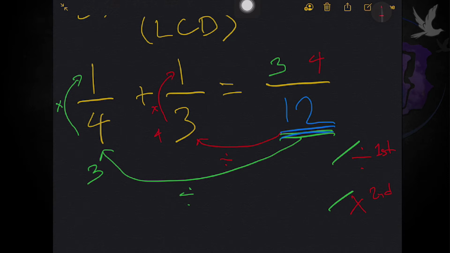What is our operation involved? We have addition. So plus nyo lang. 3 plus 4 will give you 7 over 12. So it means that 1/4 plus 1/3 will give you 7 over 12. Okay, try natin to do it again. Different fraction naman. 2 over 5 plus 3 over 7. Okay, then again, first things first is to look for your LCD.